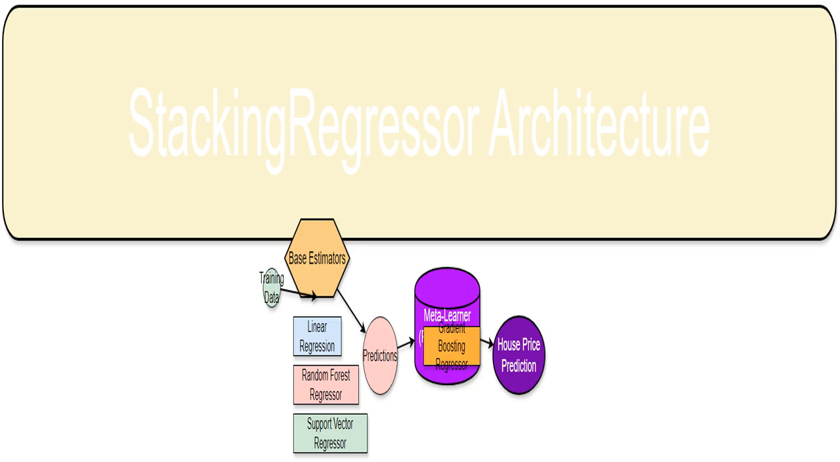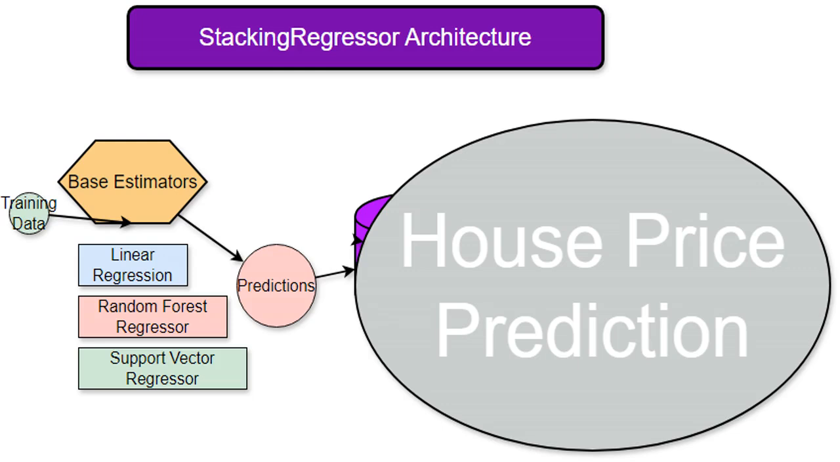These are the initial prediction models, linear regression, random forest regressor, and support vector regressor. They're all trained separately on the full dataset first. Then their predictions become the input for the meta-learner. This is the ultimate goal. You're trying to build a model capable of accurately predicting house prices. The stacking regressor is a tool to improve prediction accuracy compared to any single model.